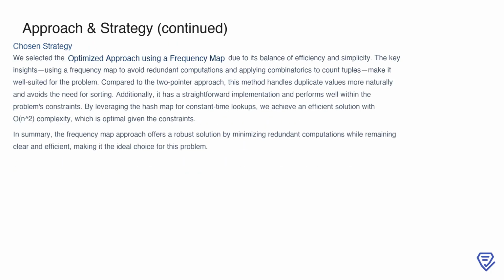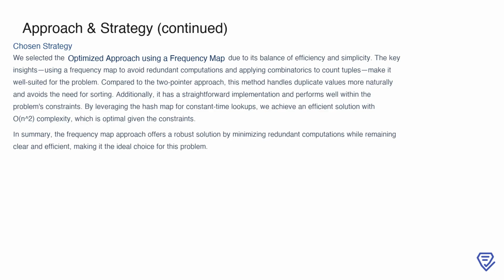The optimized approach using a frequency map was selected as the best strategy due to its balance of efficiency, clarity, and simplicity. By leveraging a frequency map, we avoid redundant computations and directly calculate valid combinations using combinatorics. This method naturally handles duplicate values without requiring additional logic, making it more elegant than the two-pointer technique. Furthermore, it eliminates the need for sorting the array, which simplifies the implementation.